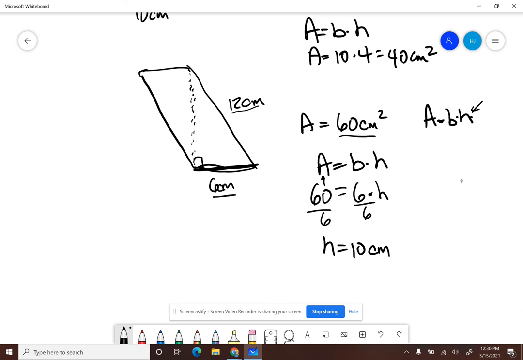So if it's a side length like this, it's not going to be squared, okay? If it is area, then it is going to be squared, okay?